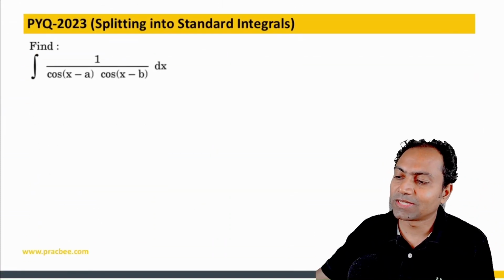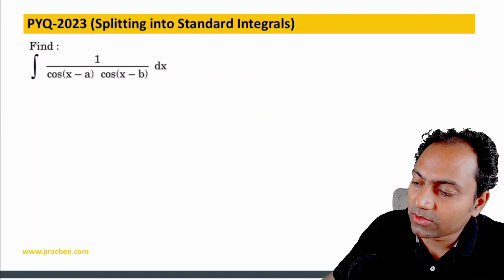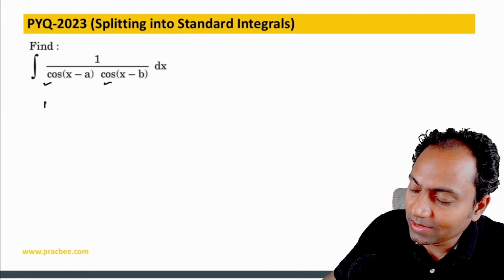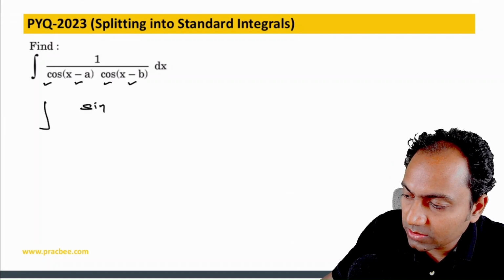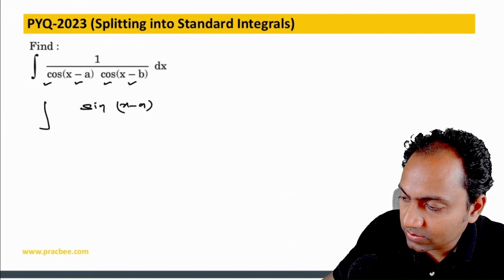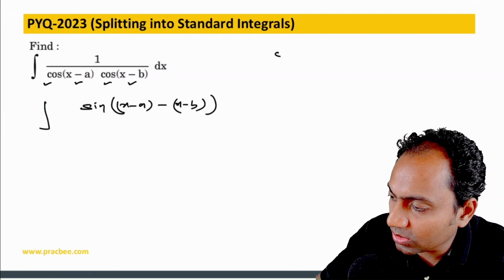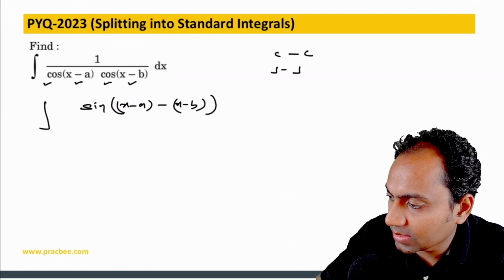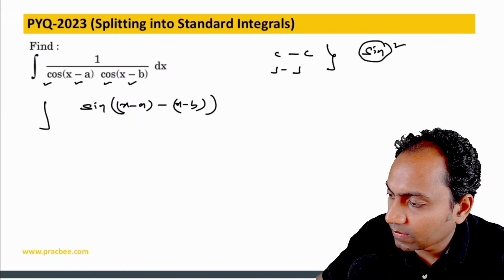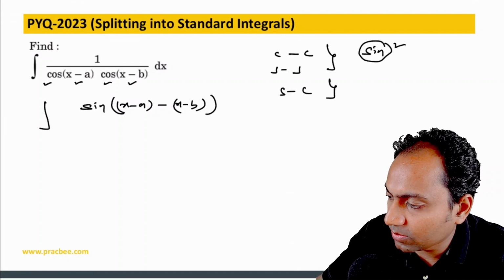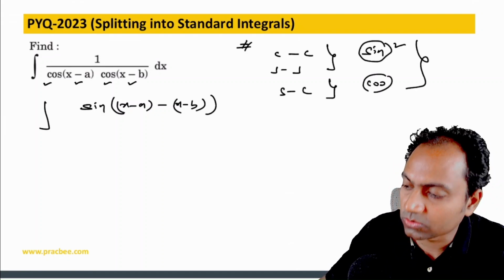Now if I look into this next question, that is splitting into standard integrals. And here again, when there is cos and cos, the standard technique to split this is take sine here and then write whatever is written here in subtraction. So we will write x minus a minus x minus b. Again, whenever there is cos and cos in the denominator, in both of these cases we'll take sine in the numerator. If there is sine cos in the denominator, in that case we are going to take cos. This rule you should remember in solving such questions.